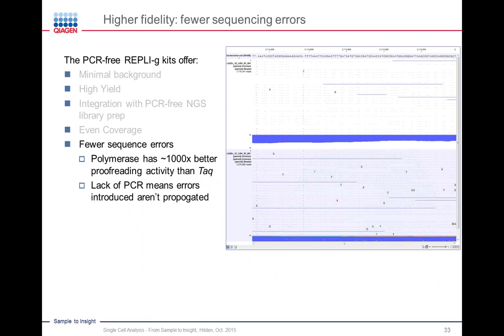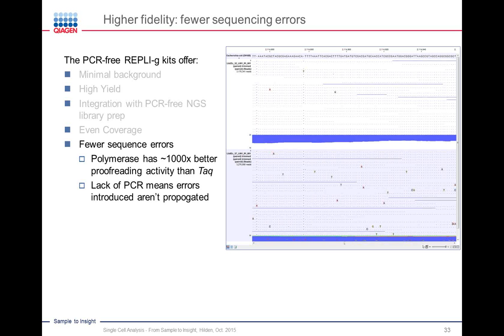Going back to the fidelity and the proofreading activity of this polymerase, this is really important if you're interested in any sort of single nucleotide variation, because this directly contributes to the amount of background you'll have to deal with. So with more background, you need to set much more aggressive cutoffs and thresholds as far as what you're interested in.